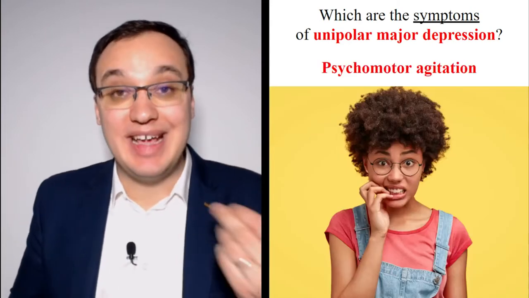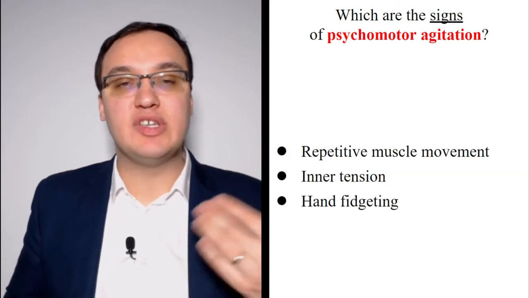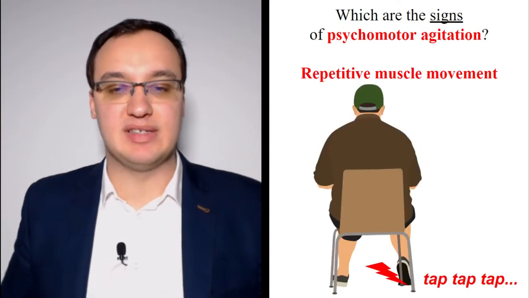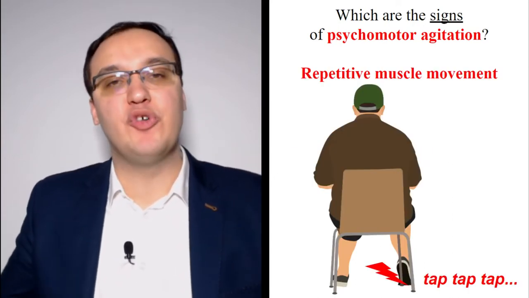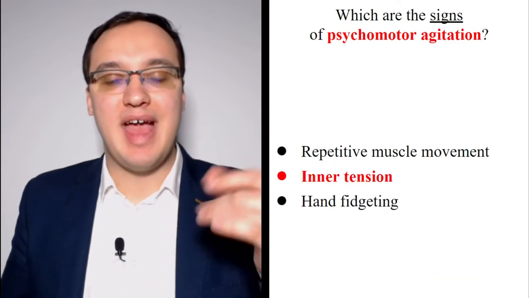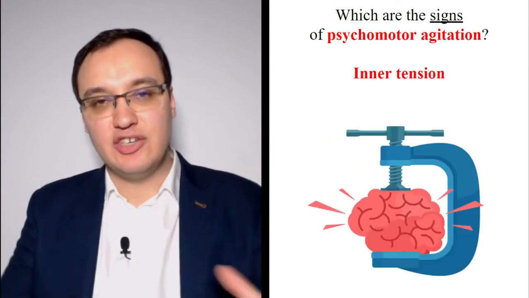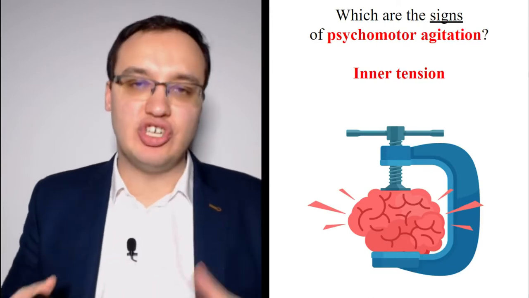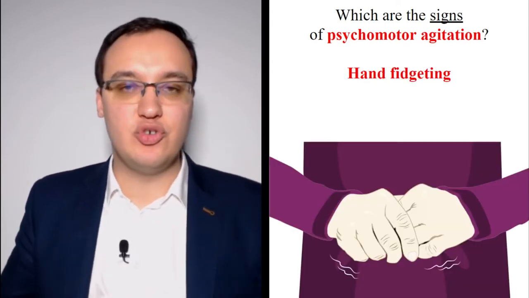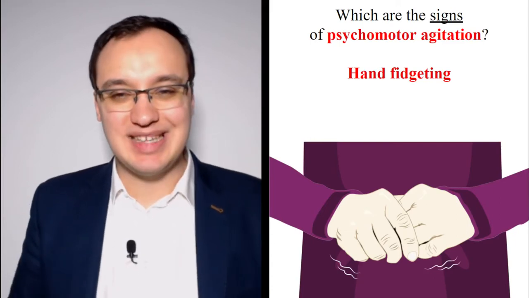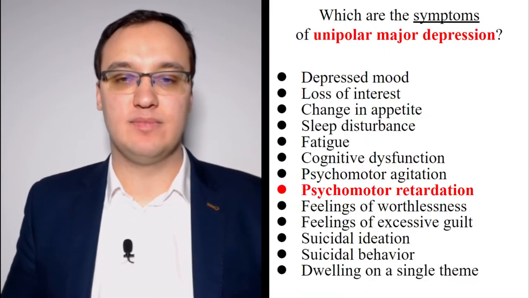Psychomotor agitation, you're agitated. You are always repetitive in your muscle movements, like tap, tap, tap, tap, tap. You're sitting there with your foot and you are making a hand fidgeting. Your inner tension is so huge in your brain. You're fidgeting with your hands. You're doing this tapping. You're psychomotor agitated.